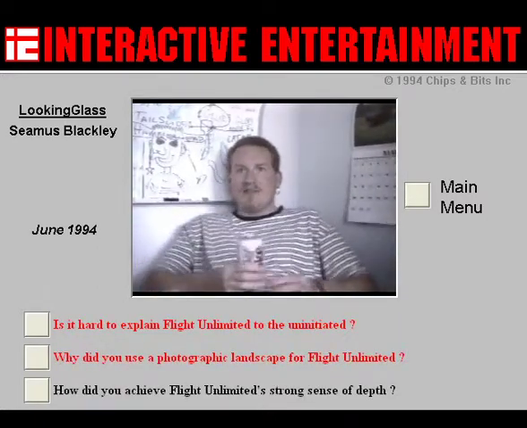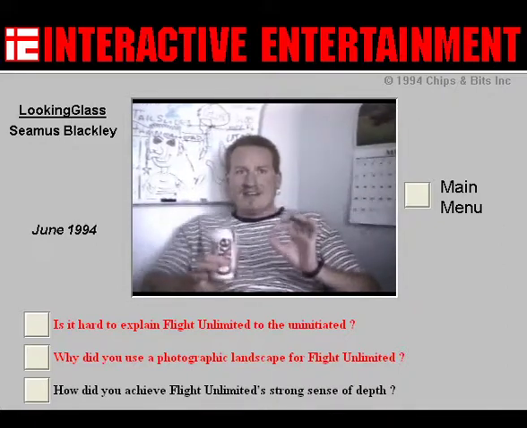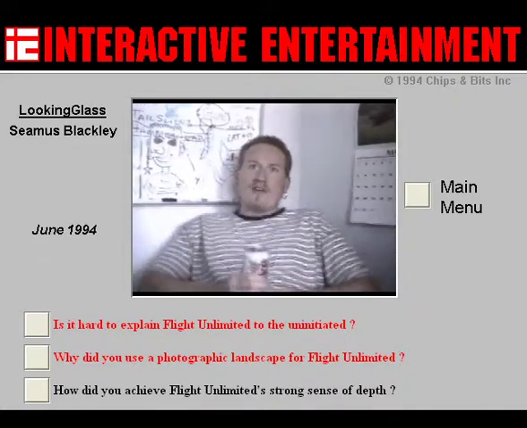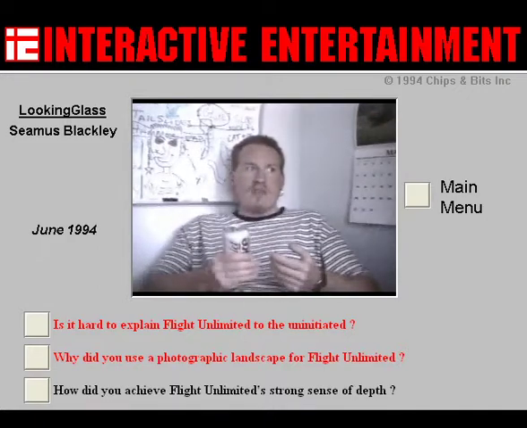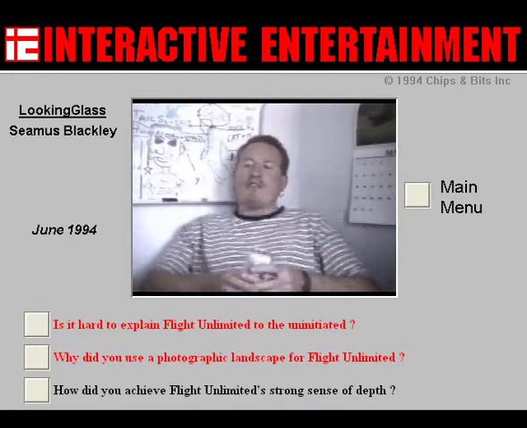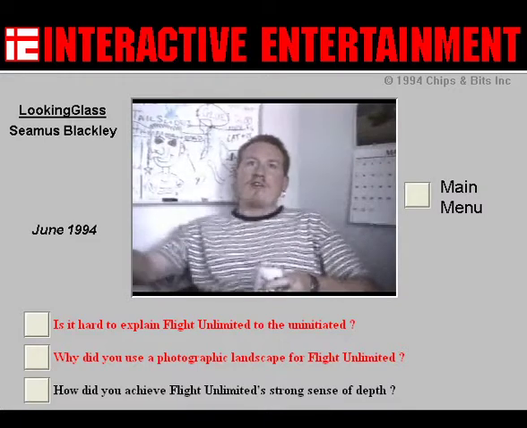Synthetically generated scenes never have that photoreal bite, that kind of sense of super reality that Flight Unlimited has. The thing that really makes it revolutionary, rather than just pushing to the next level of cartoony-looking graphics.